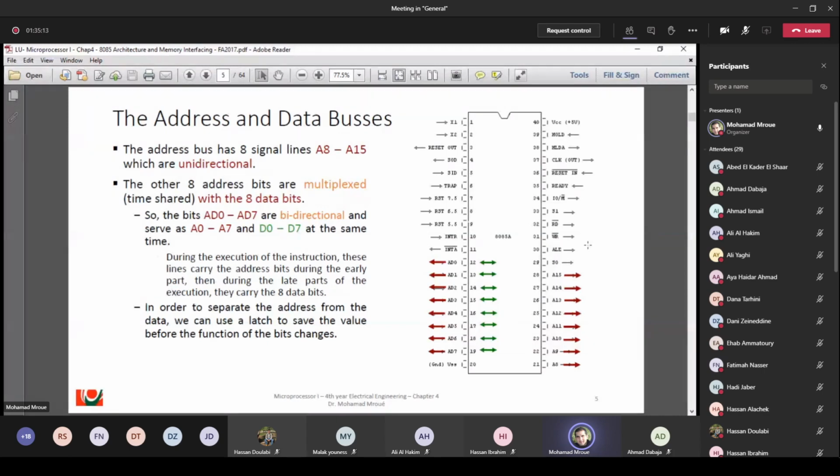In order to separate the address from the data, we can use a latch to save the value before the function of the bits changes. So we use the latch to save the address value, because later we will use these lines as data.